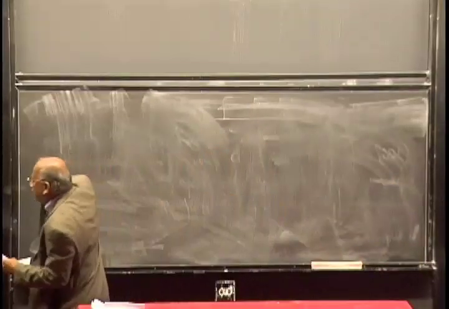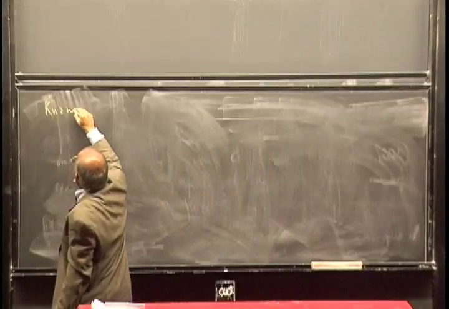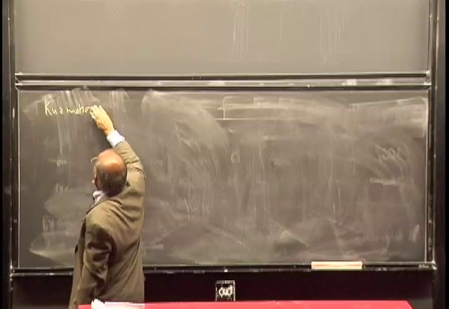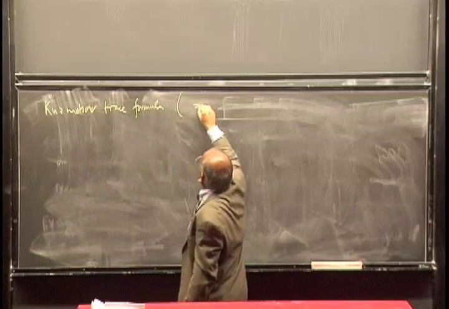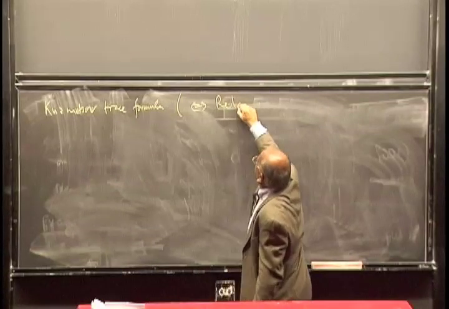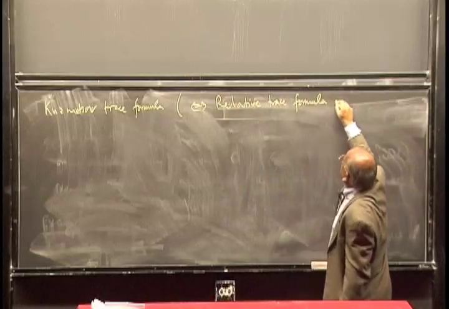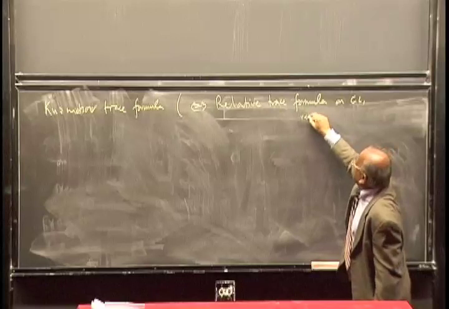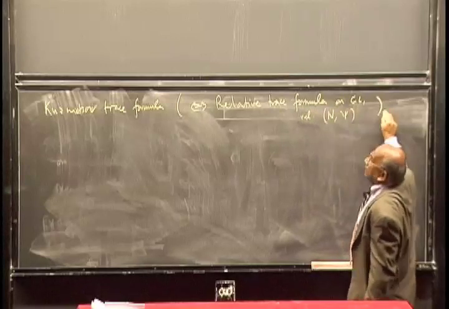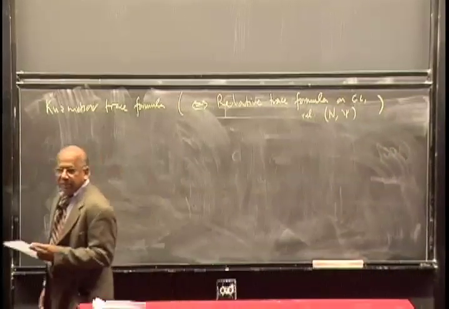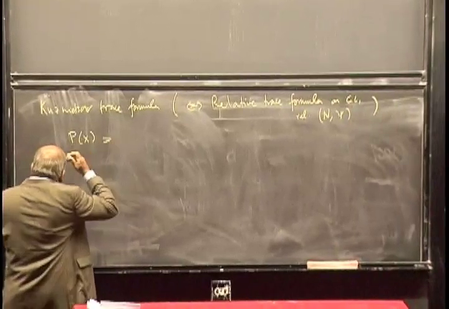Okay, so what you can do is, by using a trace formula, like the Kuznetsov trace formula, which is the same thing as a relative trace formula in the sense of Jacquet on GL2 relative to a maximal unipotent subgroup and a non-trivial character. So if you write down the Kuznetsov trace formula, then for this number p of x, you get the following formula, which is very short.